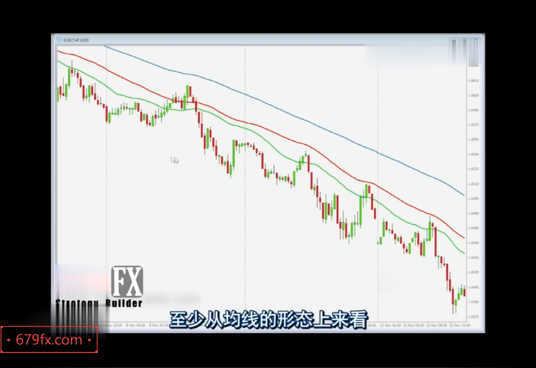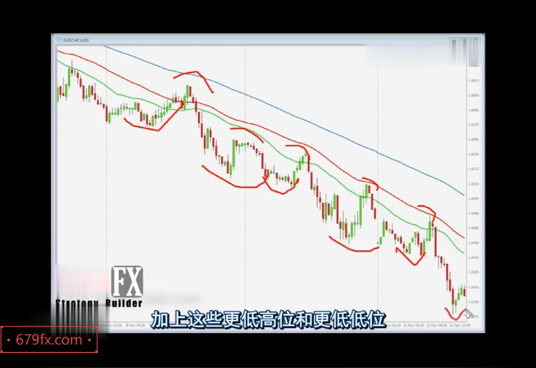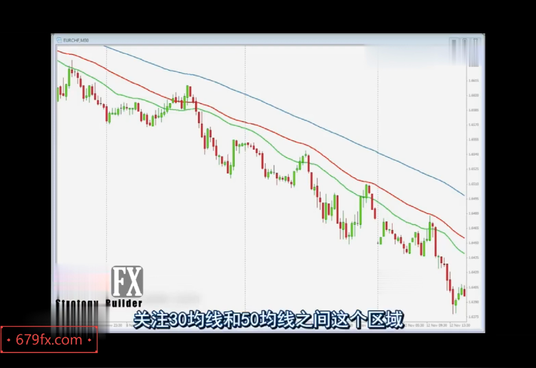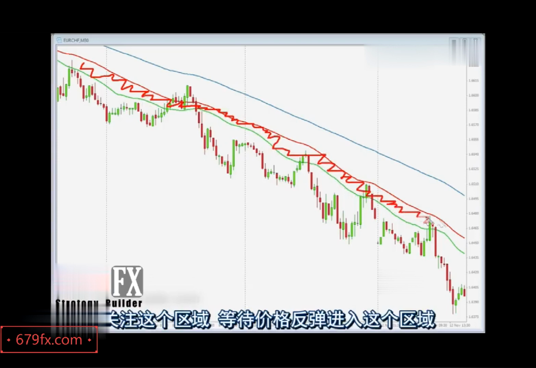But anyway, from an overall point of view, we can clearly see, as far as my moving averages go, and also as far as making lower highs and moreover lower lows, of course. Have a look at that, how we're making lower highs and lower lows. We can clearly state that this is a healthy downtrend. Now once again, what do we do in a trending scenario? We keep an eye on the area between the 30 and the 50 simple moving average, which is the one I'm drawing right now on my screen, in order to wait for pullbacks to that area.